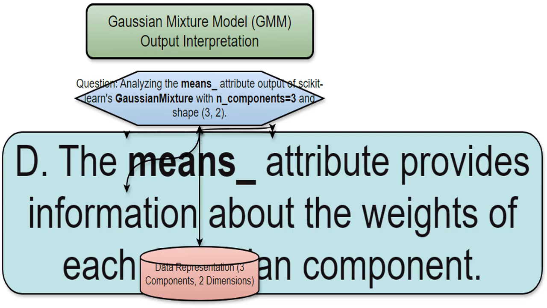This is false. The weights, representing how much each Gaussian contributes to the overall data, are not held by the means attribute. Instead, the weights are given by another attribute. In other words, the means attribute only tells you the average location, not the relative importance of each component.